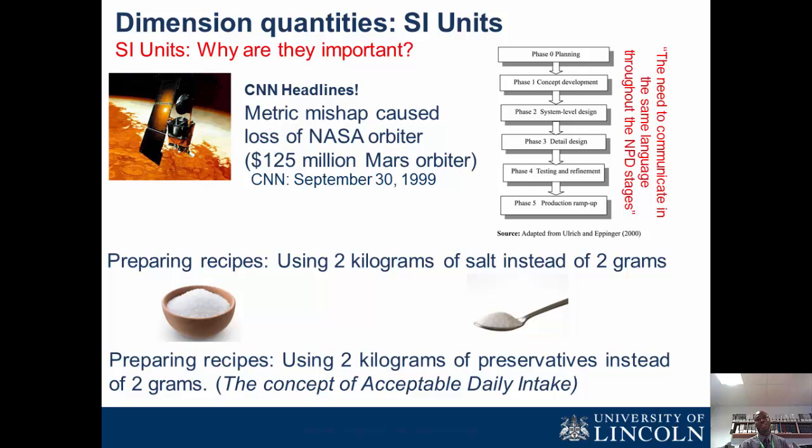The loss of the NASA orbiter was due to a metric mishap, just because somebody did not put the right unit. So at the end of the day, they used the wrong measurements for the construction, and we all know the story. So in food, we also know it's important that if I want to make a product, I have to use the appropriate ingredients in terms of the required quantities. And how do I get these required quantities? By having the appropriate unit. Now, 2 kilograms, as I mentioned earlier, is different from 2 grams.